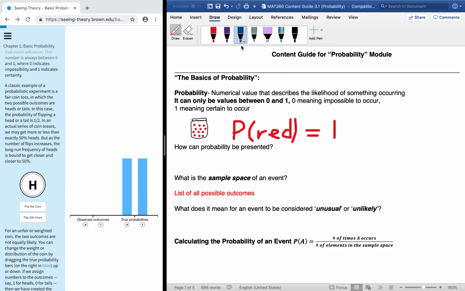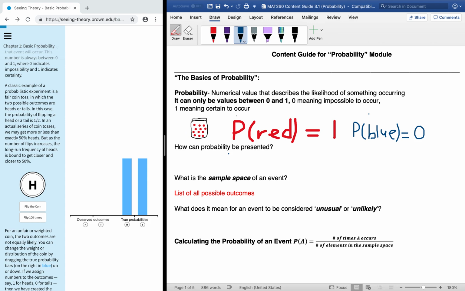Now say we wanted to know the probability of getting a blue M&M. We would write the probability, parentheses, and then blue. And for this one, the probability would be 0 because there's no chance of getting a blue M&M in this jar of red M&Ms. So the 1 would mean it's certain to occur, 100% chance of getting a red M&M. The 0 would mean it's impossible. There's 0% chance of getting a blue M&M if they're all red.